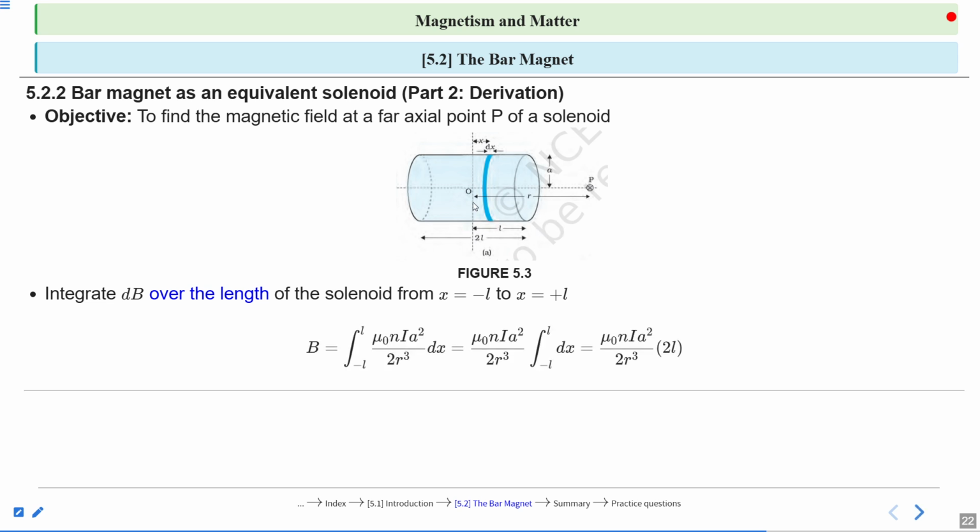Okay, so after integrating dB, B is equal to the integral from minus L to L of mu naught n I a square upon 2r cube dx. Now mu naught is constant, n is constant, the current I is constant, the radius of the solenoid is constant, and the distance where we are going to find the magnetic field we have also fixed. Now dx is the only variable. So all the other things will come out of the integration and dx will remain. So the integral from minus L to L of dx, over the whole length, will become x. So put in the values L and minus L. So it will result in 2L after integrating.